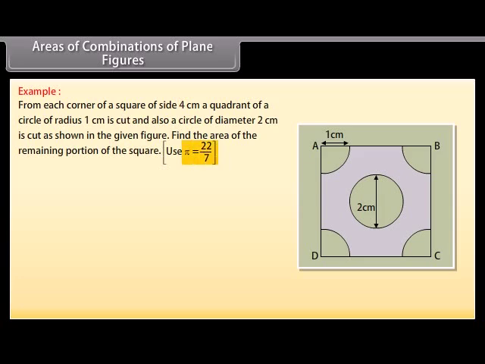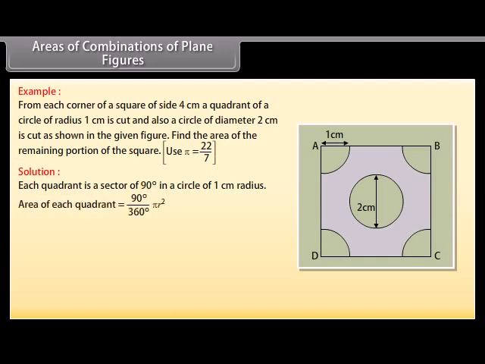Use pi as 22/7. Each quadrant is a sector of 90 degrees in a circle of 1 cm radius. Area of each quadrant is 90 degrees upon 360 degrees into pi r square, which becomes 22/28 centimeters square. Now, area of square is equal to side square, which equals 4 square, which is equal to 16 centimeters square.